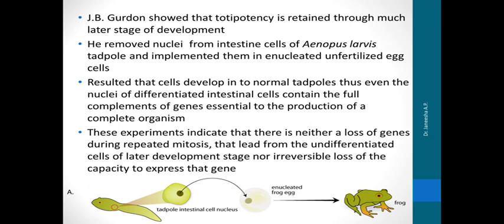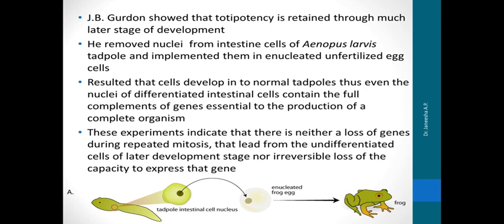He removed nuclei from the intestinal cell of a Xenopus laevis tadpole and implanted them in enucleated unfertilized egg cells. So in this experiment also he used an enucleated unfertilized egg, and its nucleus is replaced with the nucleus from the intestinal cell. The result was that the cells developed into normal tadpoles.